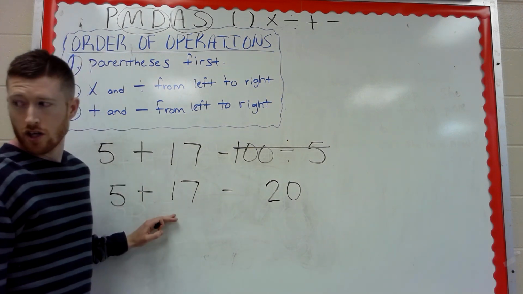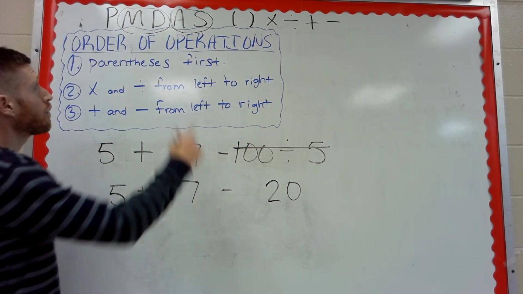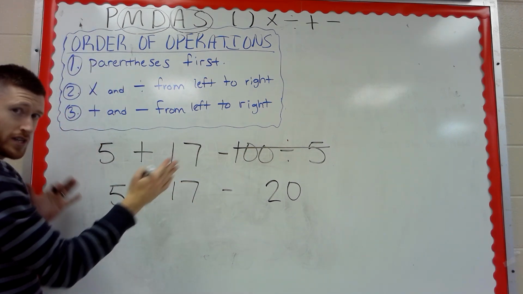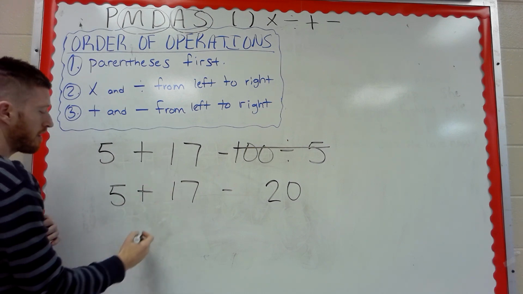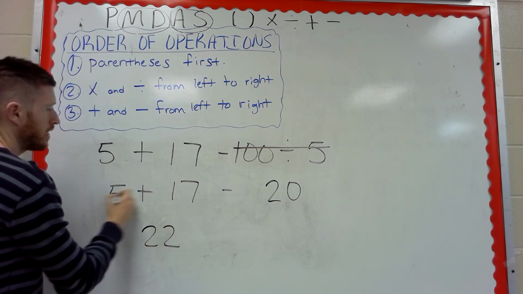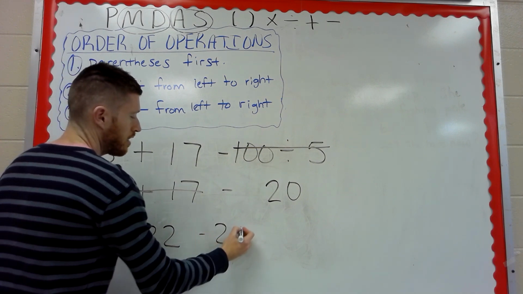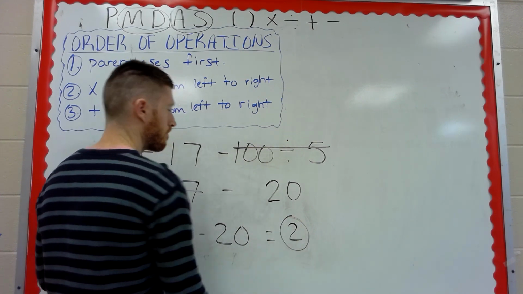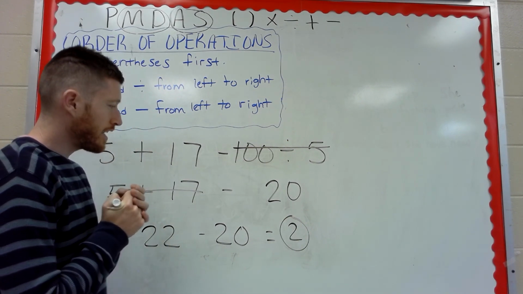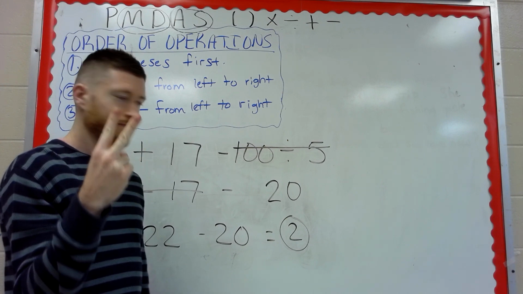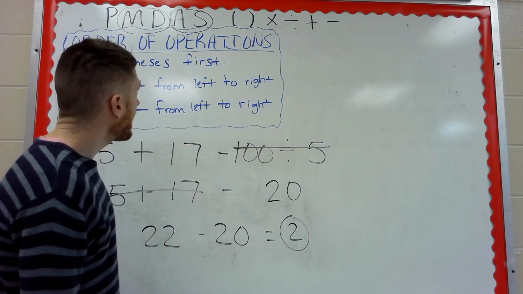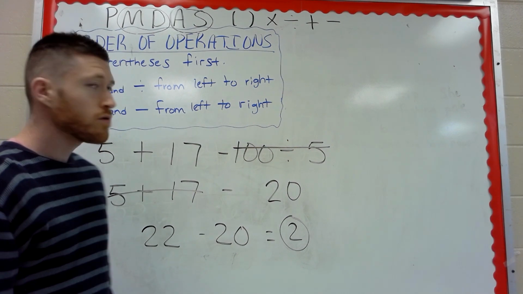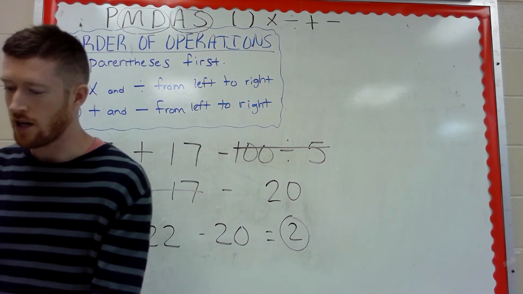Now, you've got addition and you've got subtraction. Remember, we said it doesn't matter. It's just how it is read from left to right. And in this case, it reads perfectly. There's an addition sign first. So 5 plus 17 is 22. We did that. And 22 minus 20, that's easy. It's just 2. So this numerical expression, when we evaluate it, equals 2. All right? All right. Go out and practice evaluating numerical expressions and use these order of operations that you know.